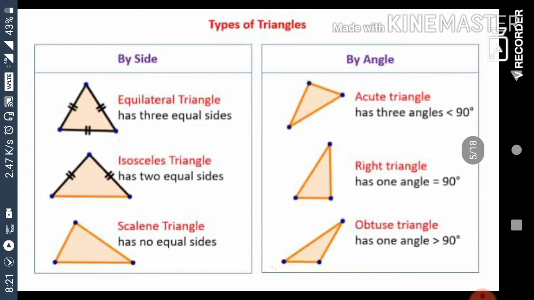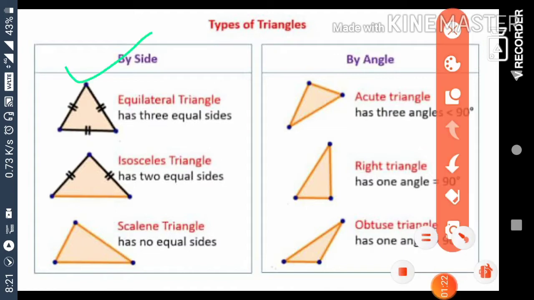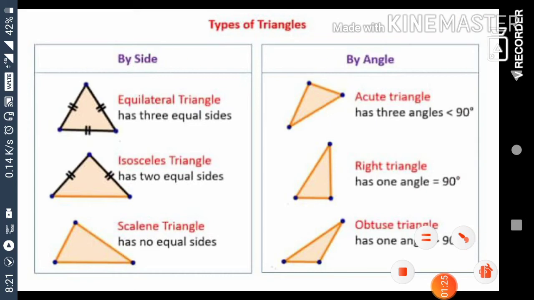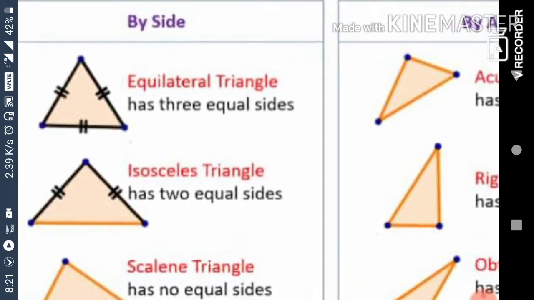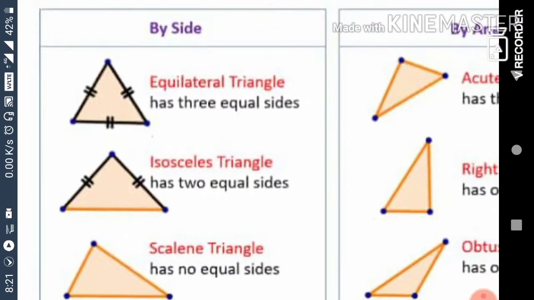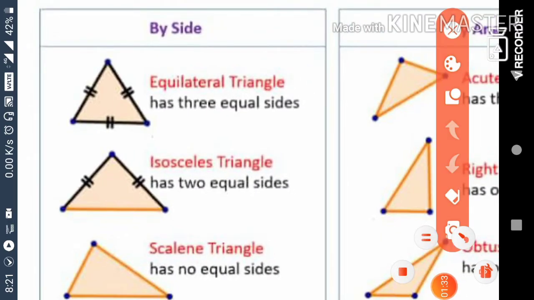Now let's talk about types of triangle. We can learn about types of triangle on the basis of sides and on the basis of angles. As we can see here, on the basis of side. So first let's focus on this one only. The first type which comes on the basis of side is the equilateral triangle. What is an equilateral triangle? An equilateral triangle is that triangle in which all three sides are equal.